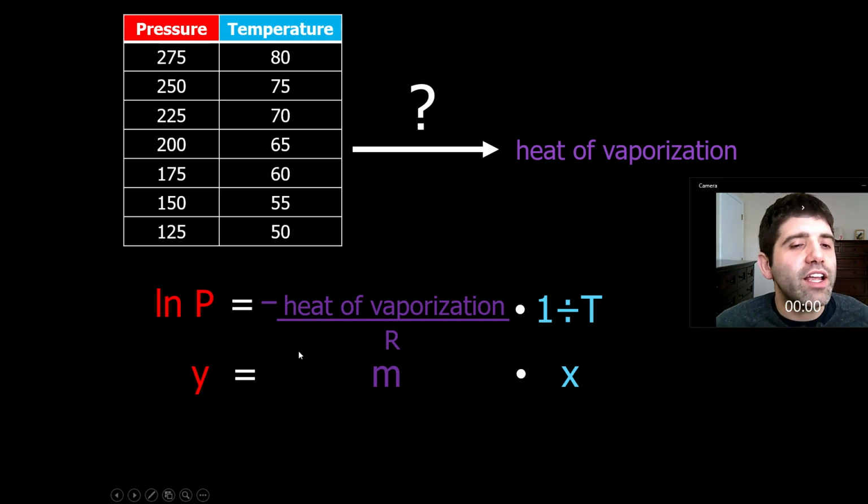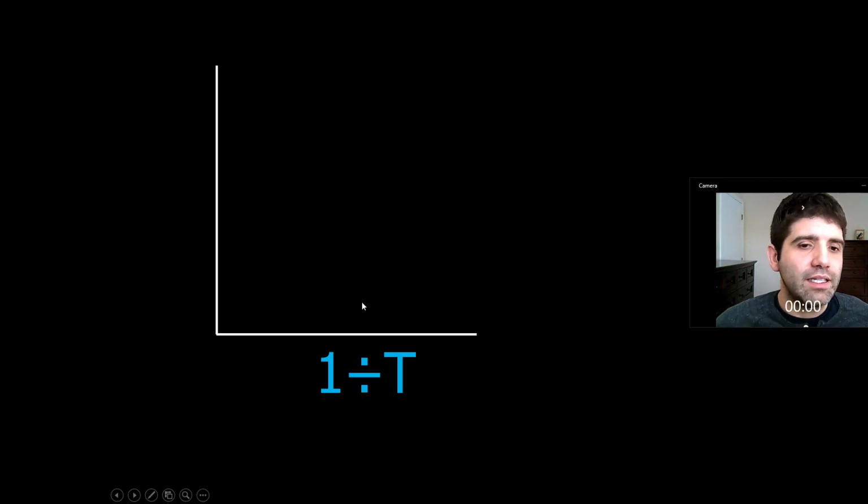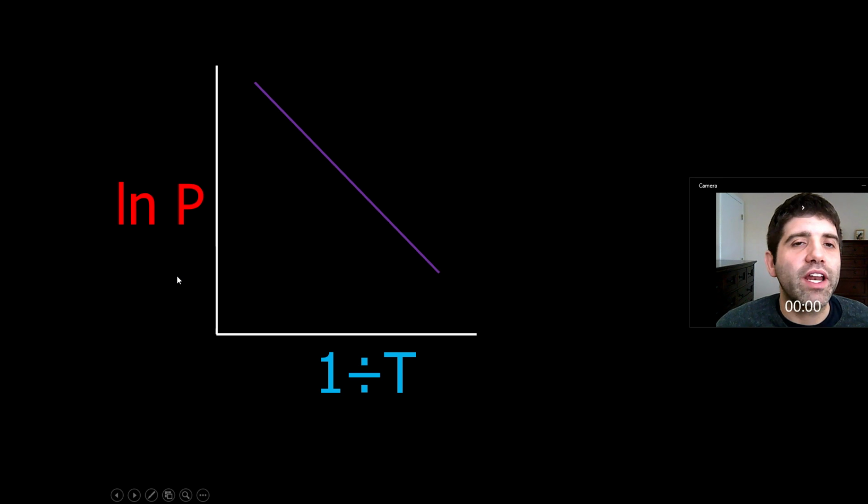What we can do with it is graph the natural log of the pressures on the y-axis. We can graph 1 over the temperature on the x-axis, and then we can get the slope. From the slope, we can calculate the heat of vaporization. So this equation is just going to be a tool to get us the heat of vaporization. So on the graph, we're going to put 1 over the temperature, natural log of the pressure, and we're going to get a straight line.